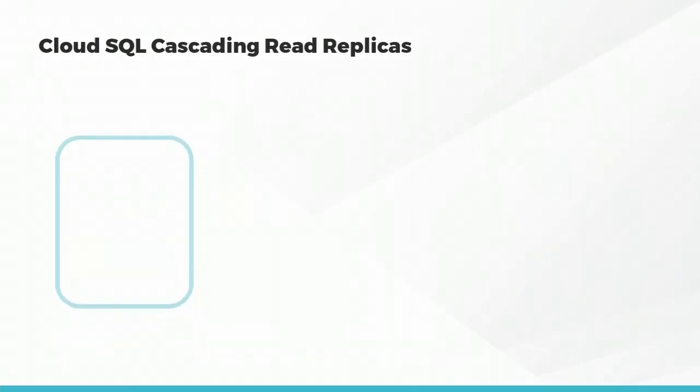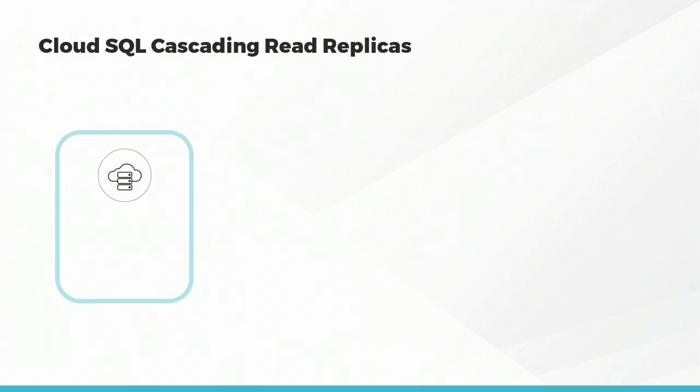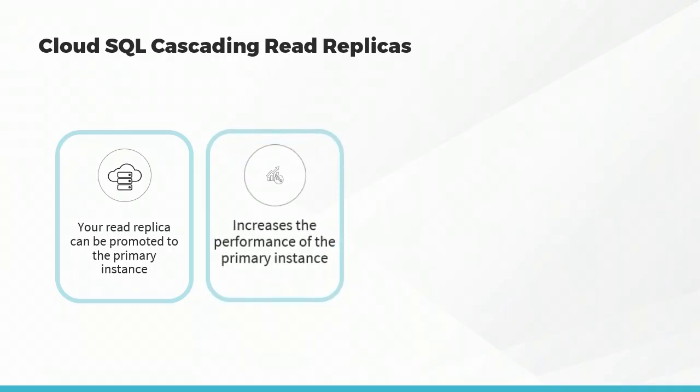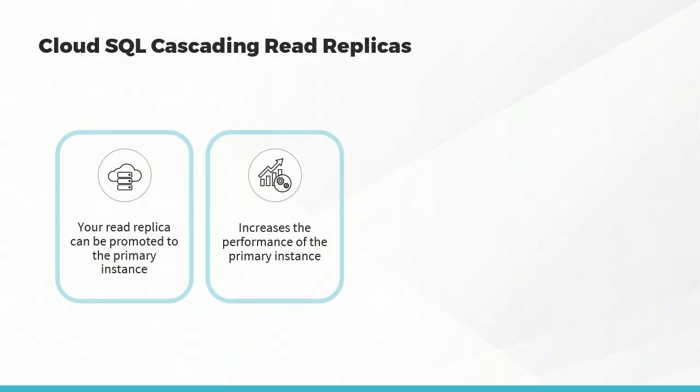Now, I'm going to talk a little bit about Cloud SQL cascading read replicas. A read replica can be promoted to the primary instance, and so this is great for things such as disaster recovery. It can increase the performance of the primary instance as well, because it's reducing the burden on the primary instance and offloading replication work to multiple read replicas. So it's quite useful for that.